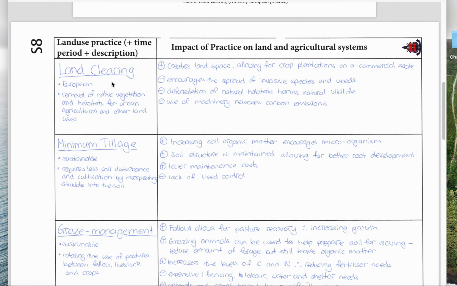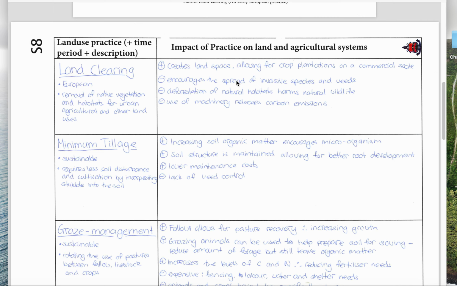Another early European practice was land clearing. So it was removing large amounts of vegetation to allow it to be used for growing crops and grazing animals. And so obviously a positive is it creates lots of space, allowing that to happen on a commercial scale, but there are a number of negatives in terms of their impact on the land.